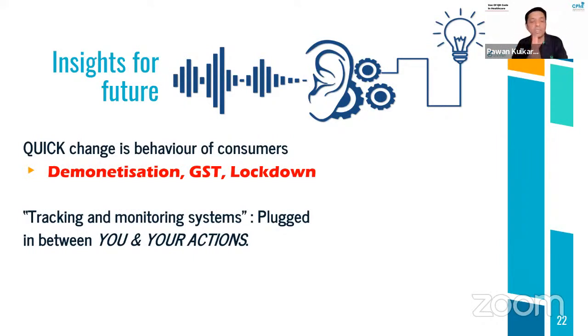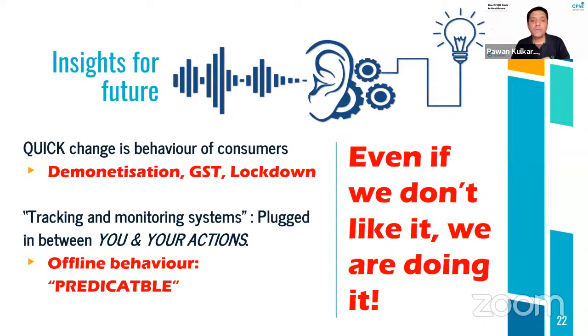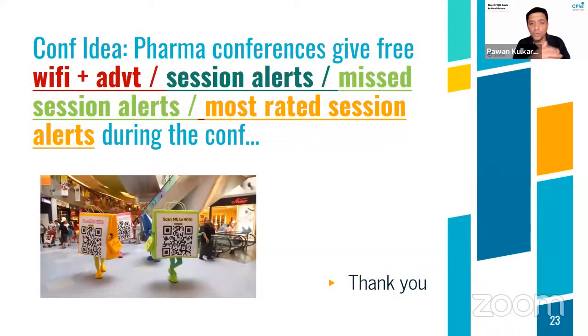For a simple reason, when you go to a restaurant, and these days during lockdown, there was a QR code and all. Many of you don't know, once you scan it and order something, the whole set of back-end tracking and monitoring system can be put in between you and your food. And by this, your offline behavior can also be predictable. So this is the advantage you have, so even if we don't like it, we are all doing it.